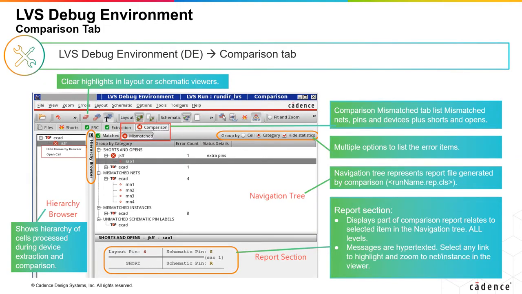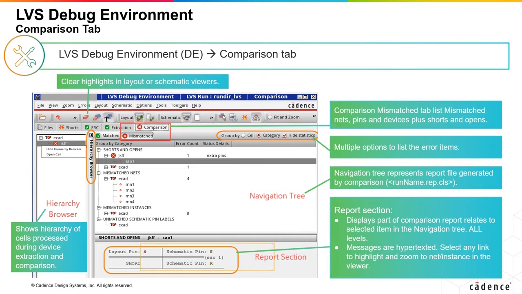The LVS error browser is a read-only GUI that displays information about your LVS extraction and comparison results. The Comparison tab displays comparison results. The browser is divided into 2 sections, Navigation Tree and Report. There is a third section called Hierarchy Browser. Navigation Tree represents report file generated by comparison, which is generally run name.rep.cls file. A matching CLS file does not mean that the design is clean. You need to check the remaining output reports as well. Navigation Tree comprises of 3 columns, cells, error count, and status details.